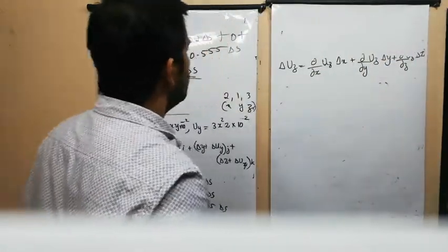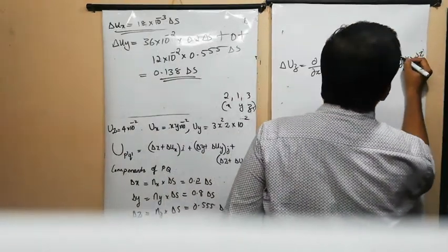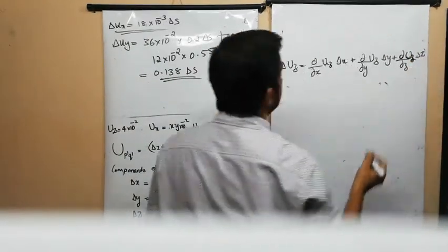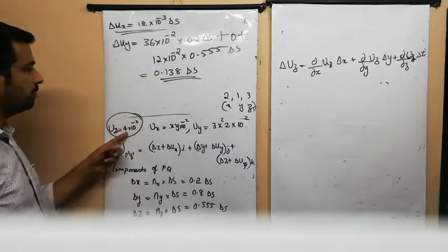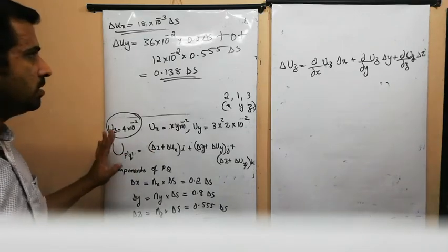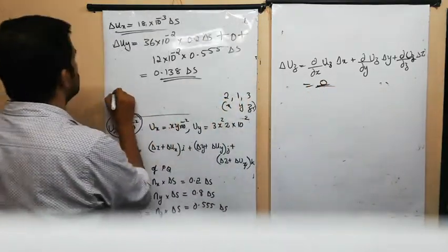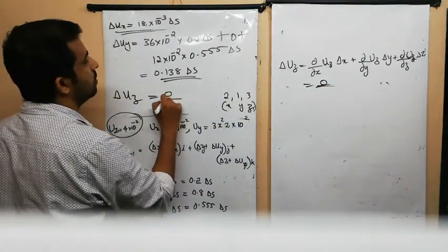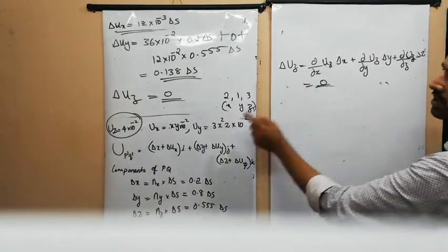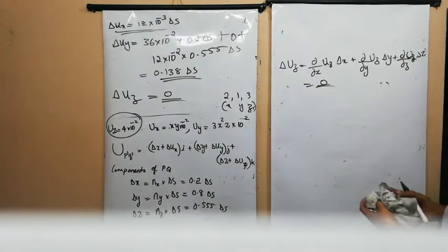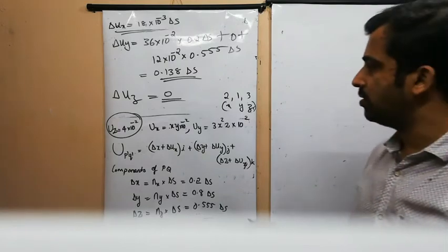Delta u z. With respect to x, y, z, we have to make differentiation for u z. See, u z is equal to 4 into 10 power minus 2. There are no variables x, y, z, nothing there, so we cannot make a differentiation. So delta u z value will be 0. That also we obtained. No need for differentiating this, because in u z there is no variable, only 4. While differentiating, we will get 0 only. Now we can go to our conclusion.